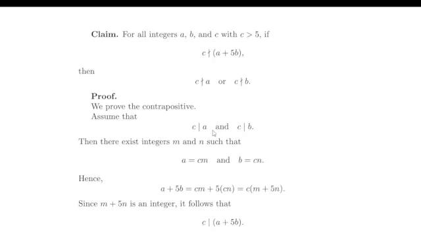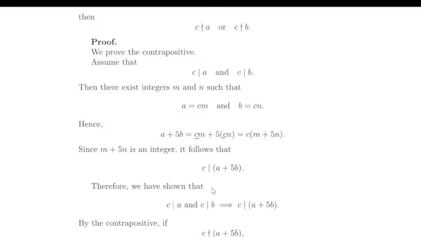So starting off with c divides a and c divides b, that means that there exist integers m and n such that a is c times m and b is c times n. So now let's consider a plus 5b. We'll replace a with cm and b with cn, and we get cm plus 5 times cn. They both have a c in common, so we can factor that out, and we'll have c times the quantity m plus 5n. And so remember that this is equal to a plus 5b. So c divides c times the quantity m plus 5n, therefore it also divides a plus 5b.